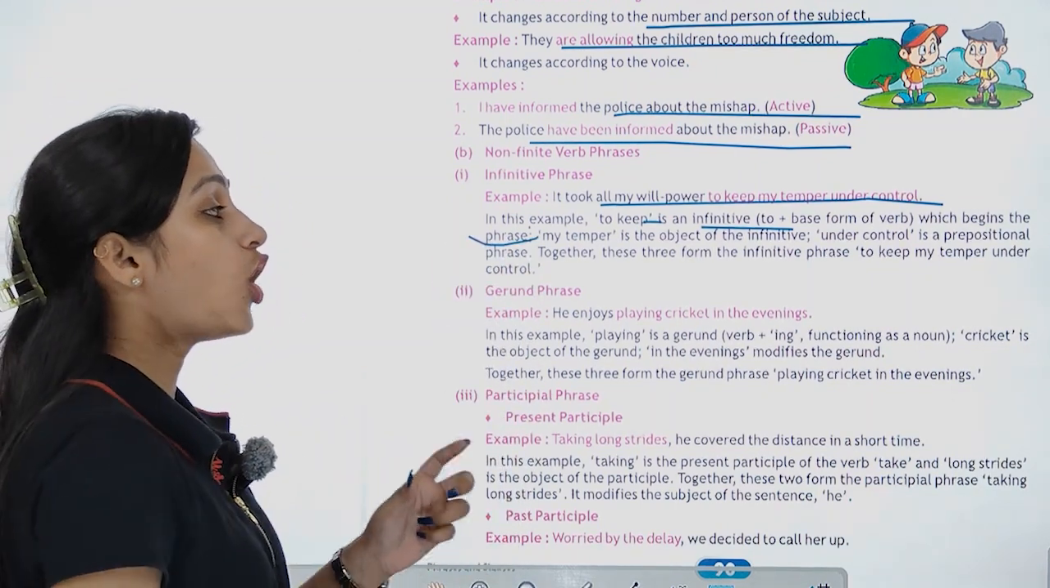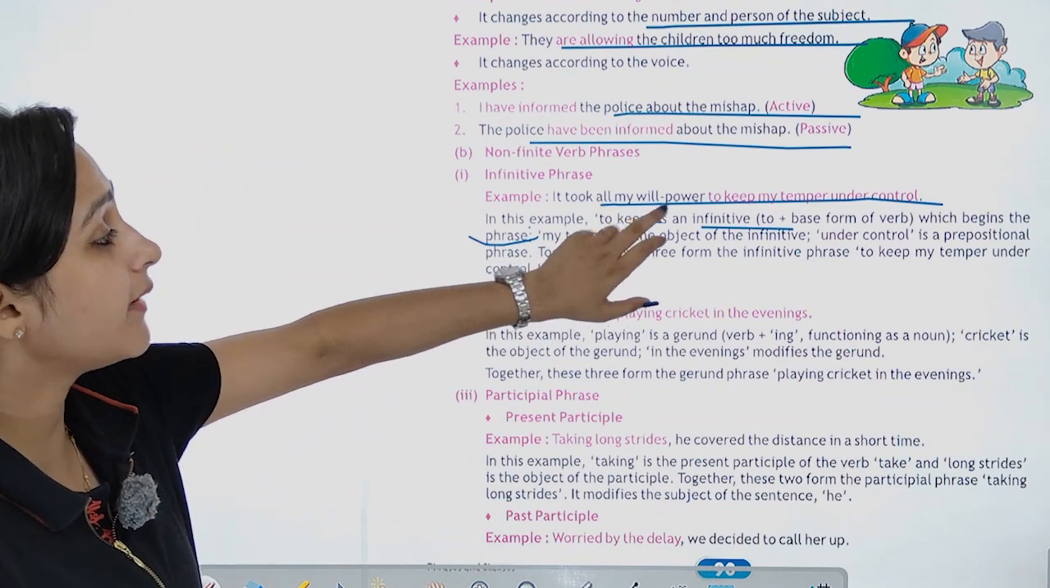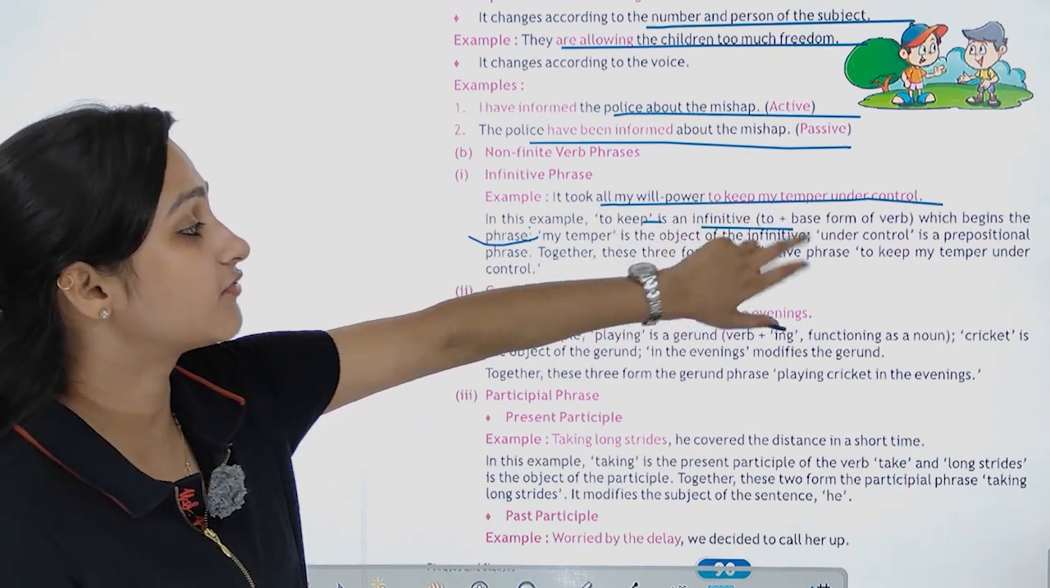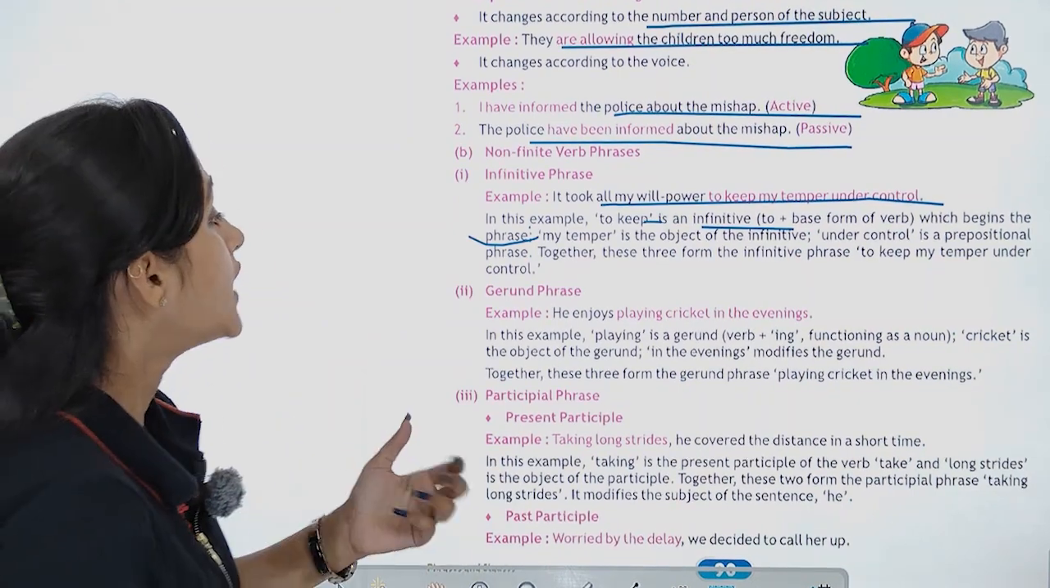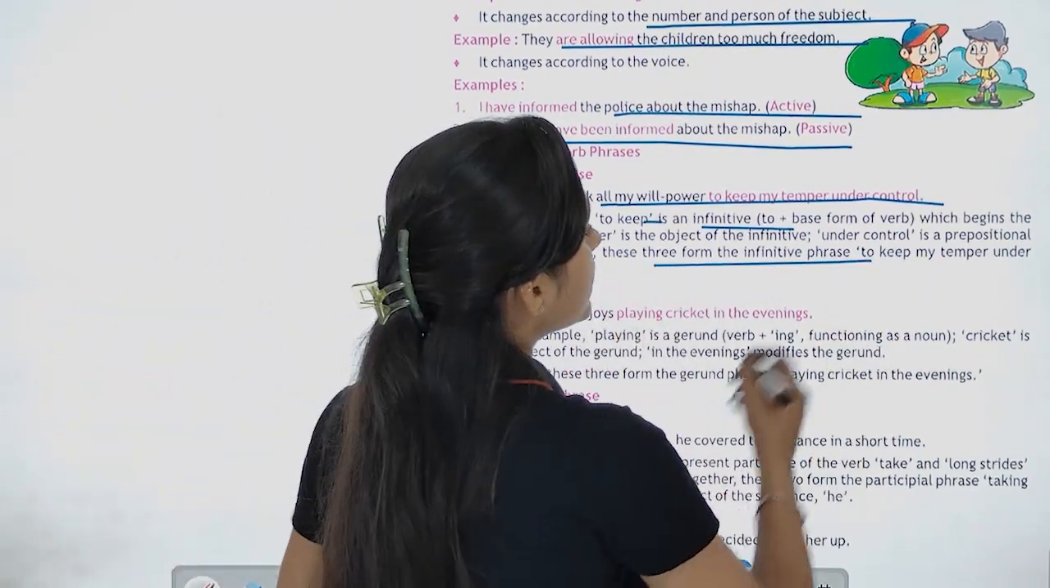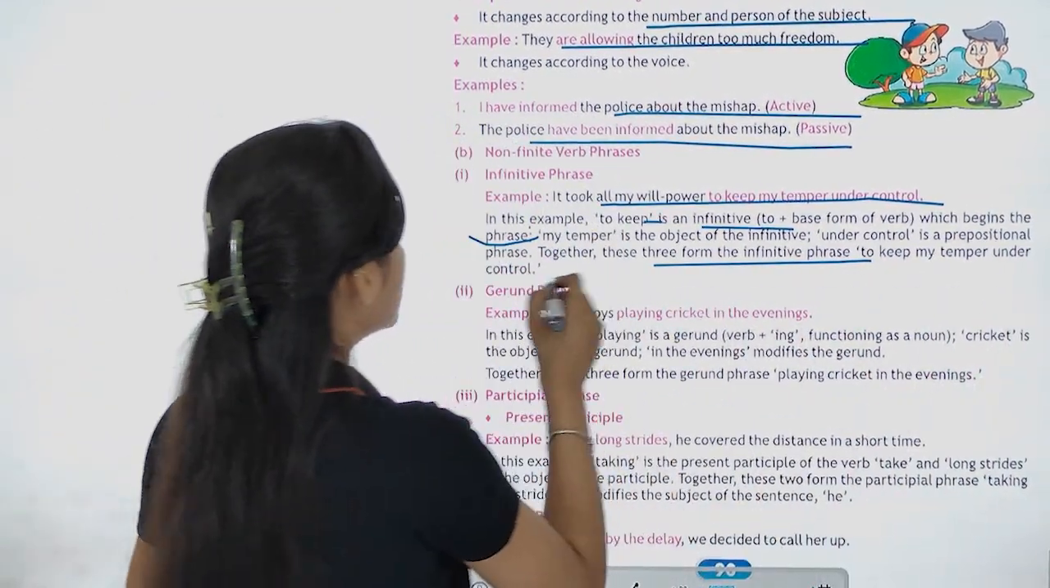My temper is the object of the infinitive. My temper क्या है? Object है किसका? Infinitive का. So under control क्या है? Prepositional phrase है कि under control. Together these three form the infinitive phrase: to keep my temper under control.